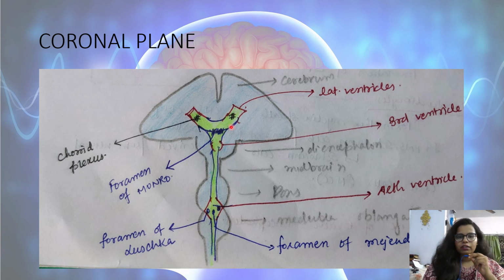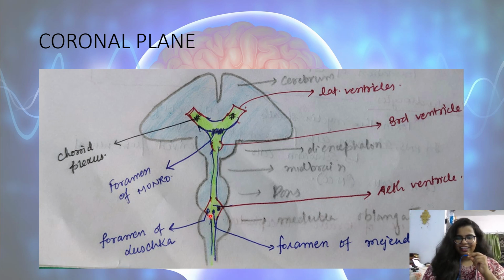The CSF that forms over here crosses the foramen of Monro into the third ventricle, and from there it further crosses the aqueduct of Sylvius and goes into the fourth ventricle. After which it divides into two sides. Some of it passes into the central canal into the spinal cord. It goes down into the spinal cord by the central canal.